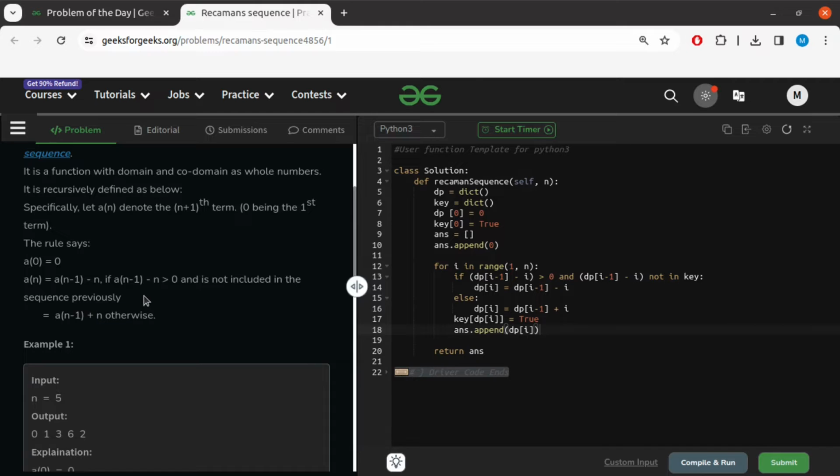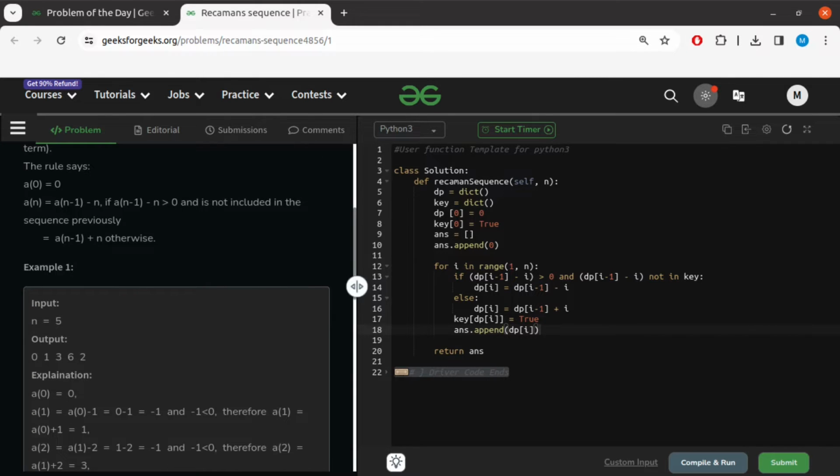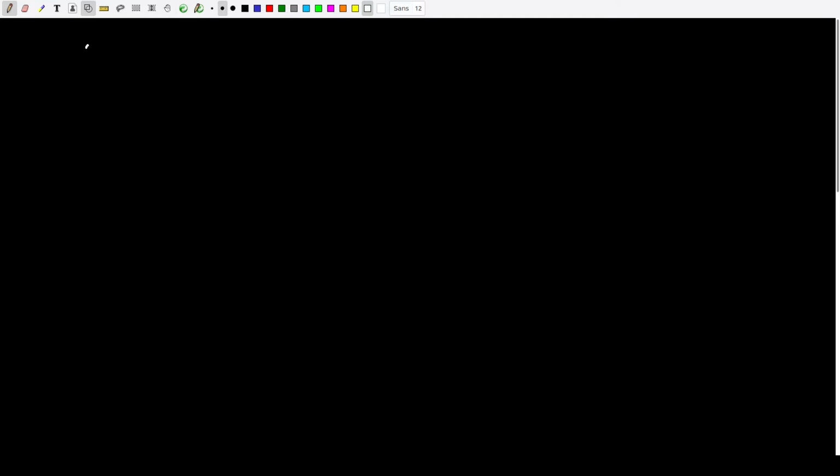Okay, so let us try to understand the problem with the help of an example. Here n is equal to 5. So if n is equal to 5, then what will be the first 5 values of the Recaman's function? Well, we know a0 is equal to 0, so that will be the first one.